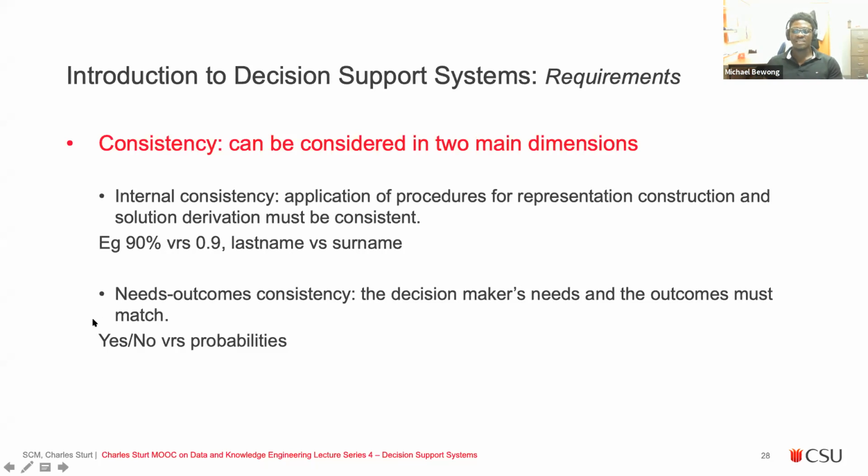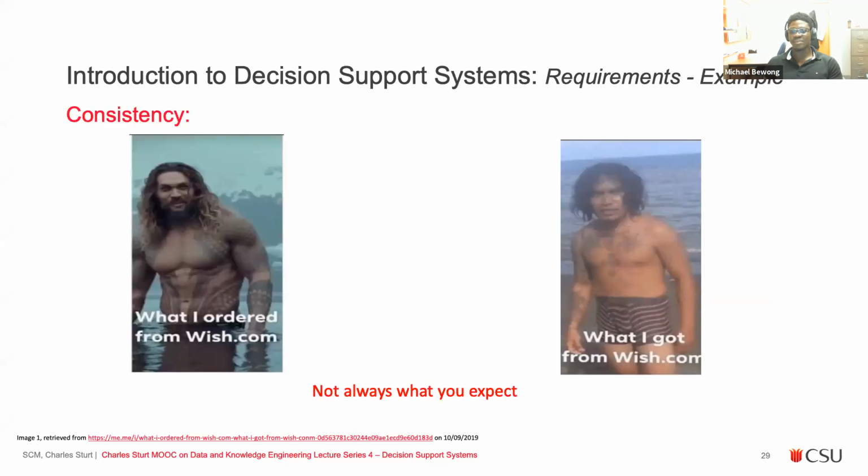So when I talk about needs outcome consistency, it can really be summarized by this. All right. So if a client wants this, don't present the client with this. That's pretty much what it is. It might make sense to you, but at the end of the day, it is a decision maker who is actually going to make those decisions.